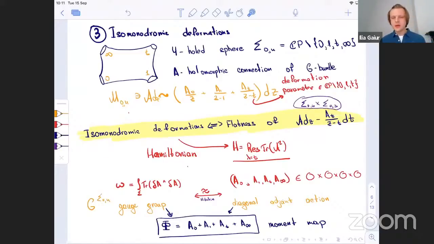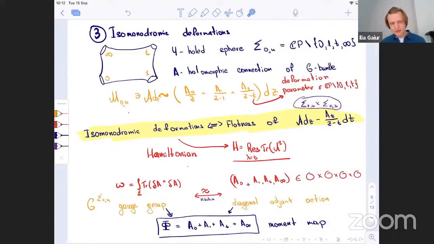So we obtain some partial differential equations, and they are actually Hamiltonian with the following Hamiltonian. We should take a square of our connection and take a residue at the point T. So this is the Hamiltonian for these equations, and the symplectic form is given by the well-known Atiyah-Bott symplectic structure on the space of the connections with the action of the gauge group.